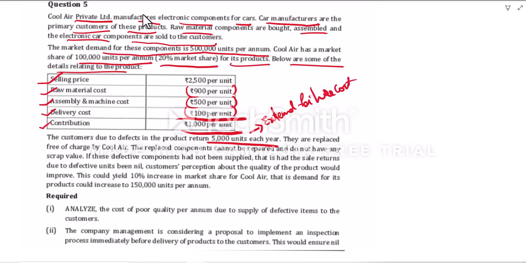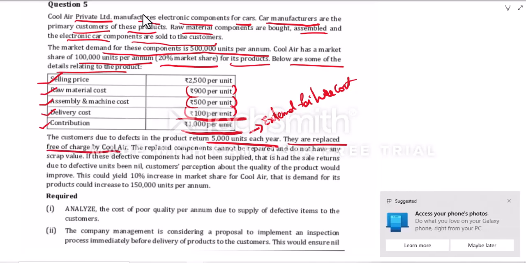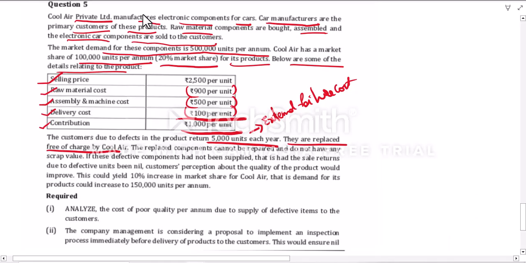They are replaced free of charge by Cool Air. The replaced components cannot be repaired and do not have any scrap value. Okay, they are replaced free of cost, so they are bearing that delivery charge and that replacement cost, and the replaced components cannot be repaired and have no scrap value, so it is wasted money. If these defective components had not been supplied, then sales returns due to defective units would be nil.